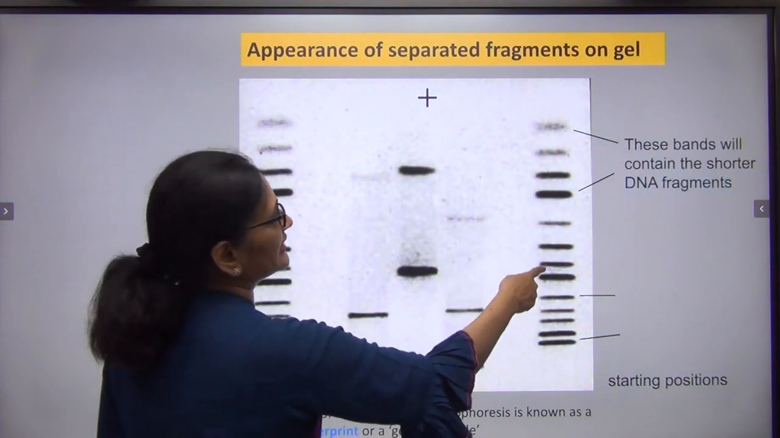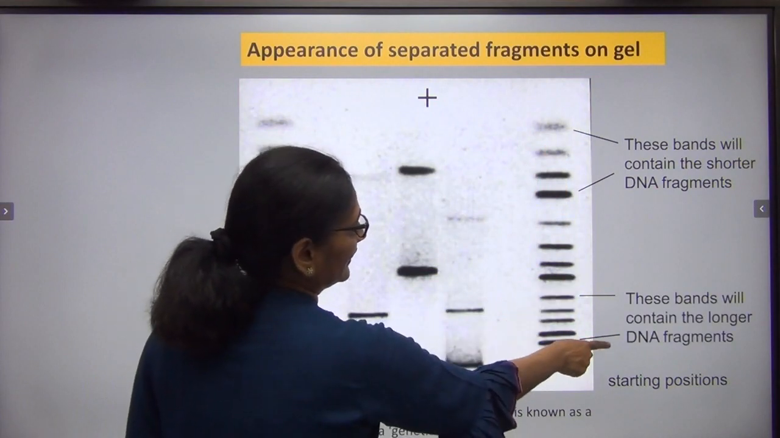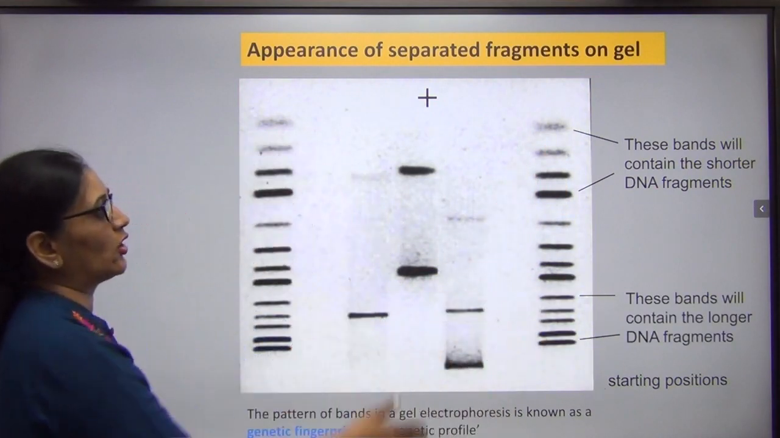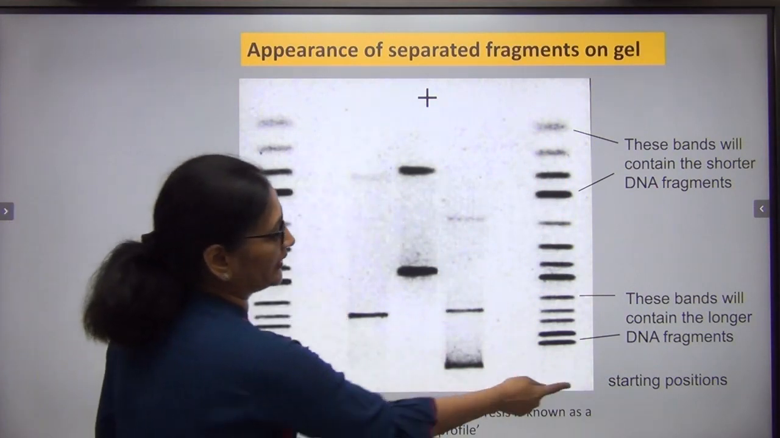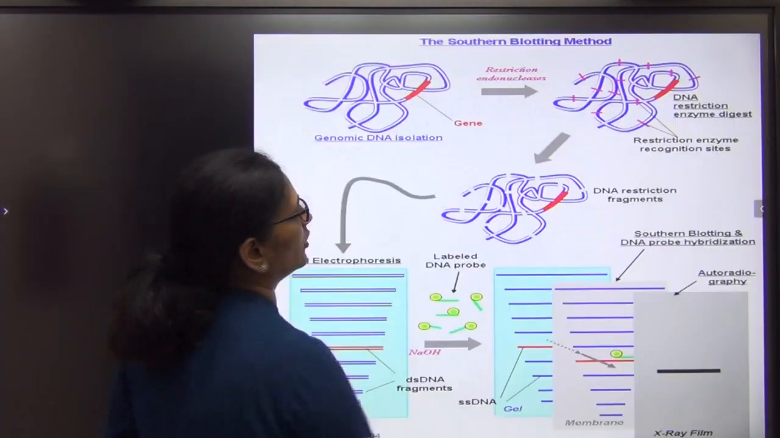In this pattern you can see the bands contain shorter DNA fragments and the bands will contain the longer. So the shorter and longer, यहाँ से यहाँ अगर देखोगे, this is the starting point and the ending point. So the larger are here and the smaller are here.